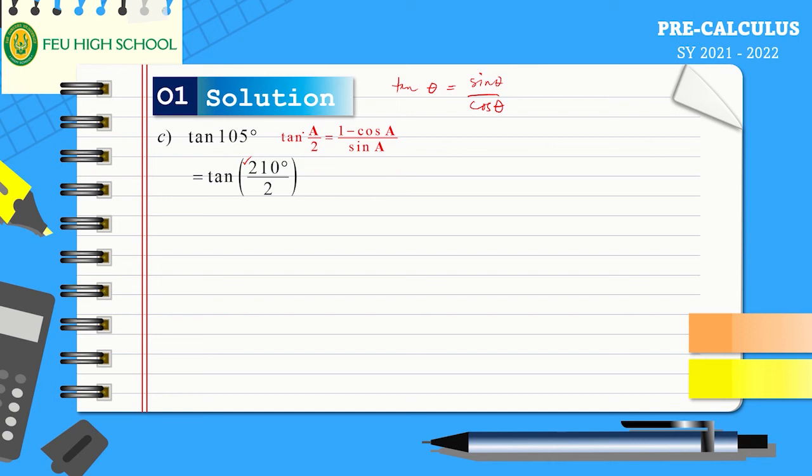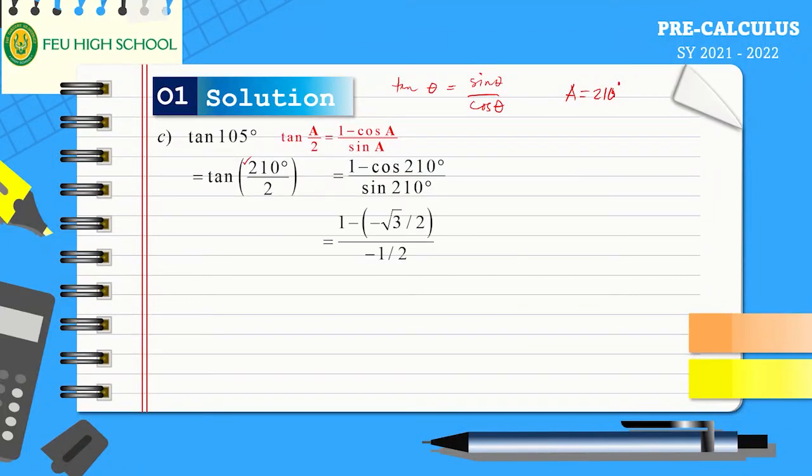So, it would be tangent of A over 2, where it says that would simply be 1 minus the cosine of A all over sine of A. Yung A natin dito is yung 210 degrees. Naging half identity siya kasi nag-divide tayo ng angle measurement with a 2. So, substitute lang natin. That's 1 minus cosine of 210 degrees at saka all over sine of 210 degrees.